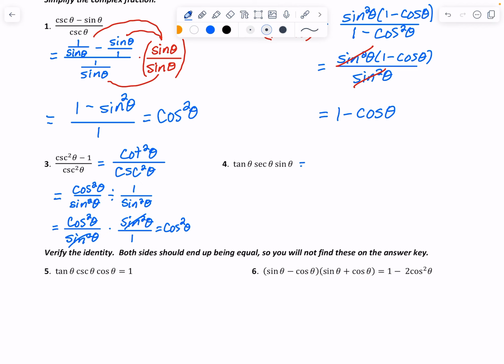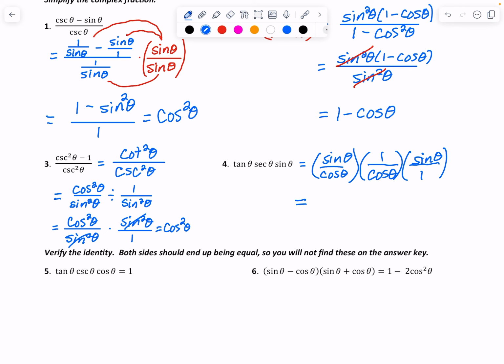So we're going to take tangent, secant, and sine and change them to sines and cosines. Tangent is sine theta over cosine theta, times secant, which is 1 over cosine theta. And then sine, I'm going to change it to sine theta over 1. All right, so notice nothing cancels, but I get sine squared theta over cosine squared theta. And that's going to leave me with a tangent squared theta.